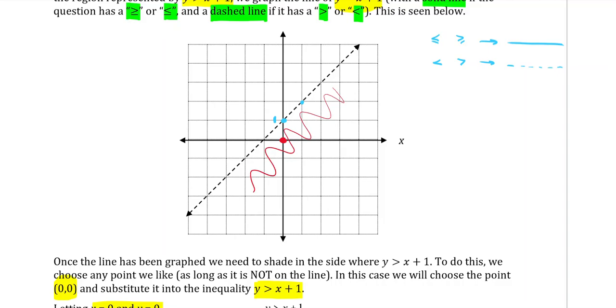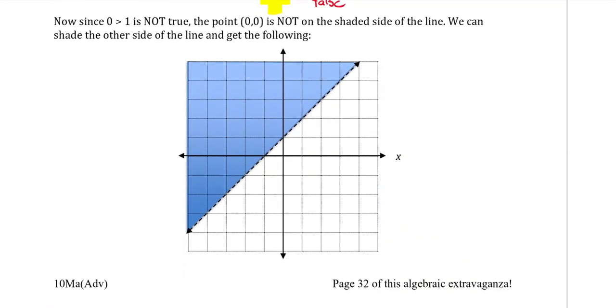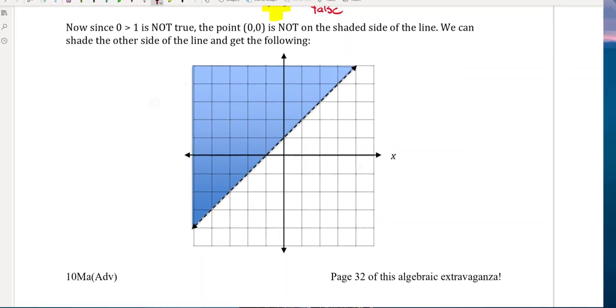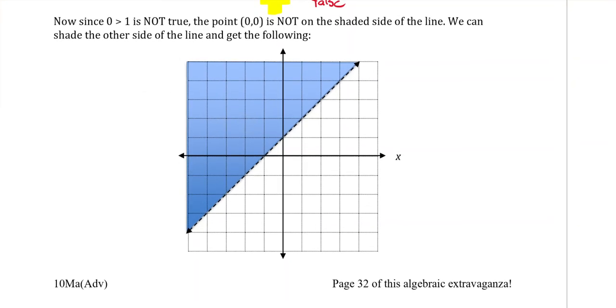We shouldn't shade this side. That's the wrong side because it was false. So instead, you'll see down here on the next graph that the correct part to shade was the other side of that line. Okay, so that's how that should look.